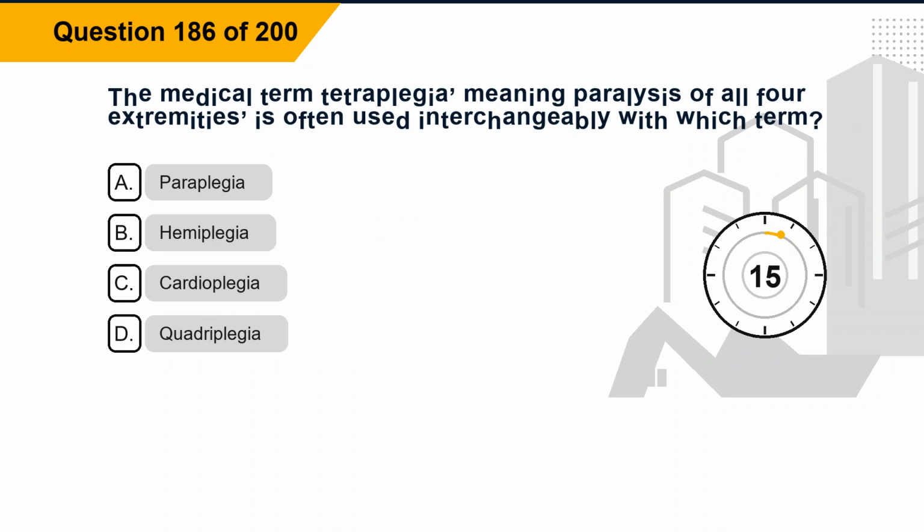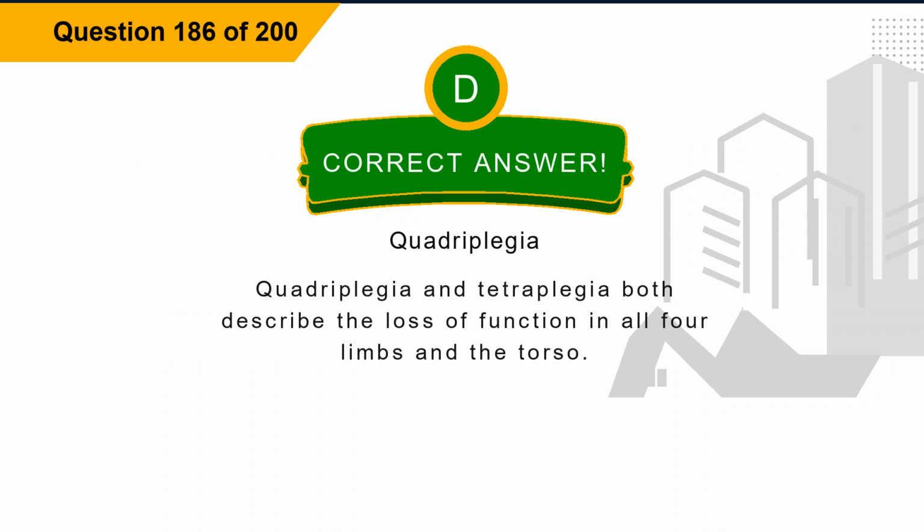Question 186. The medical term tetraplegia, meaning paralysis of all 4 extremities, is often used interchangeably with which term? Option A. Paraplegia. Option B. Hemiplegia. Option C. Cardioplegia. Option D. Quadriplegia. The correct answer is option D. Quadriplegia. Explanation. Quadriplegia and tetraplegia both describe the loss of function in all 4 limbs and the torso.